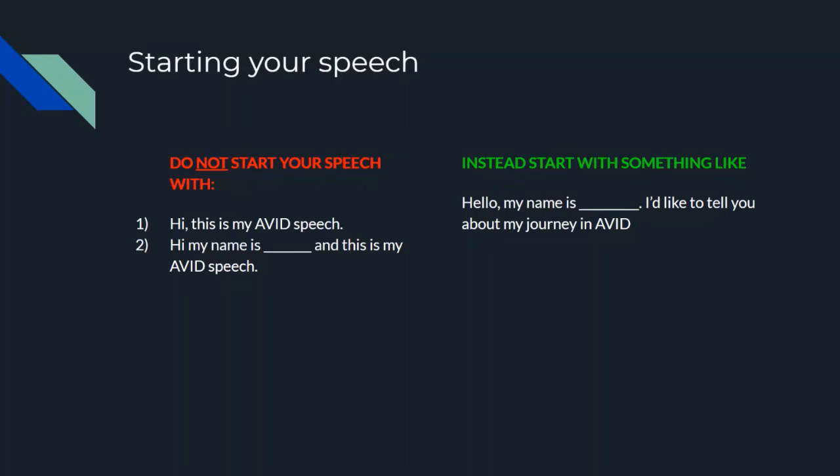Some of you may have some difficulty starting your speech, so don't make this overly complicated. On the left, you can see how to not start your speech. So don't say, "Hi, this is my Avid speech," or "Hi, my name is blank, and this is my Avid speech." You can say something similar to that by just changing your words a little bit. So, for example, "Hello, my name is blank. I'd like to tell you about my journey in Avid."